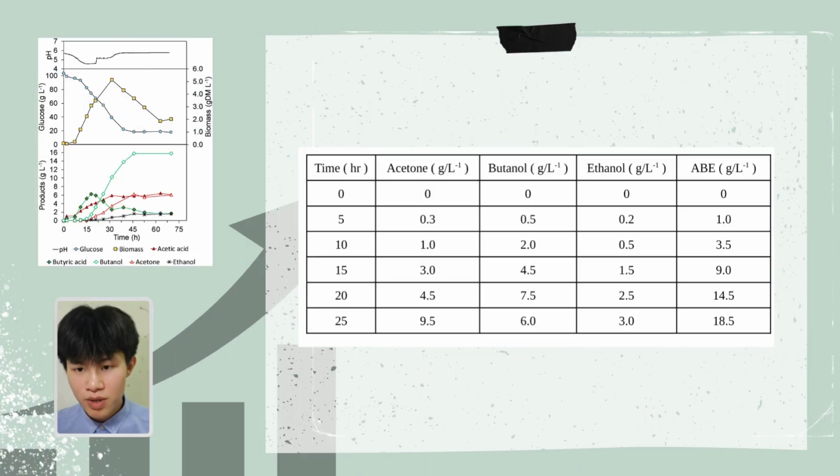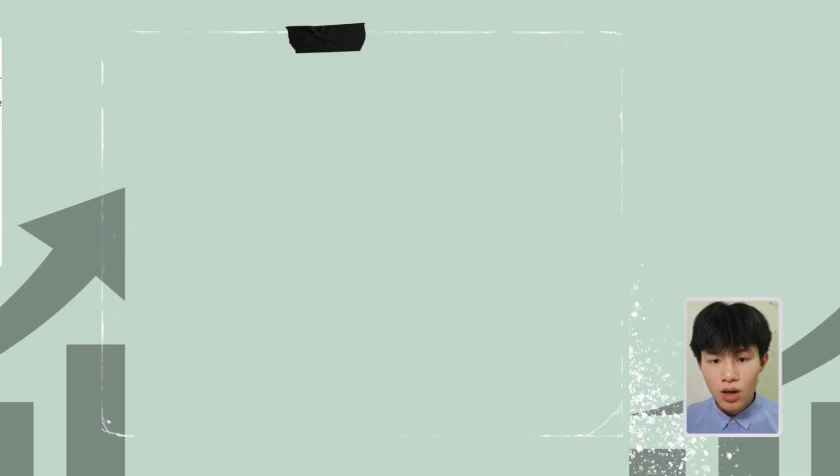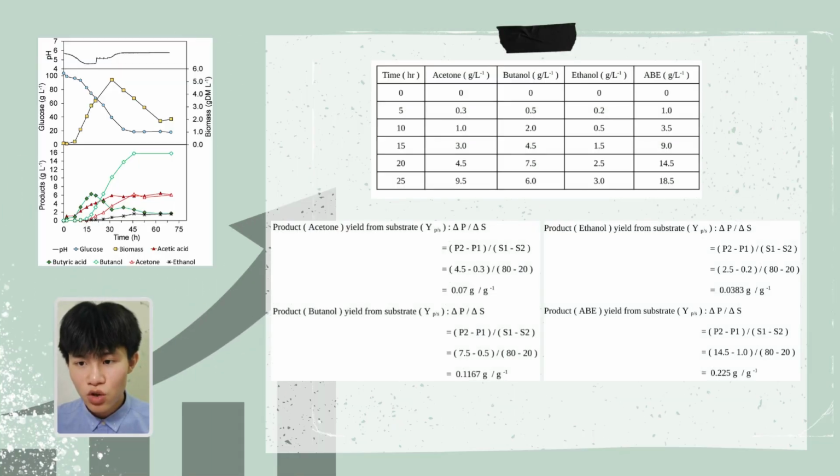For the calculation of the product yield, we need to tabulate the data from the graph of substrate into table form to make our calculation process easier. This is the data we obtain after tabulation. To start calculating, we need to use the equation Yp/s equals delta p over delta s. We can pick 2 points in the interval and substitute into the equation. For my group, we substitute the data for 5 hours and 20 hours and get the result of 0.07 gram per gram for acetone yield.